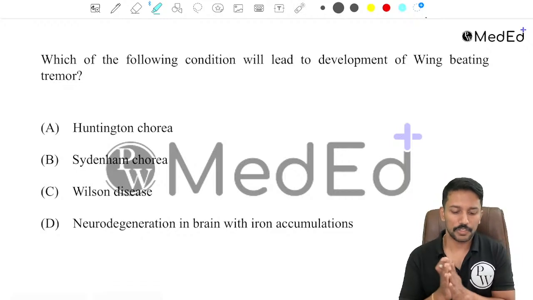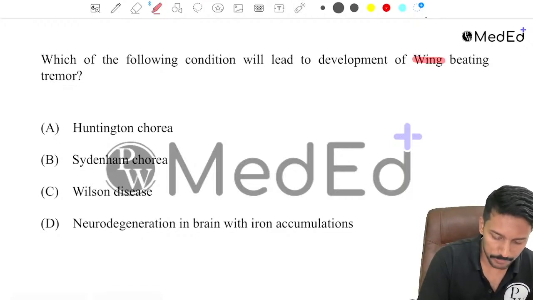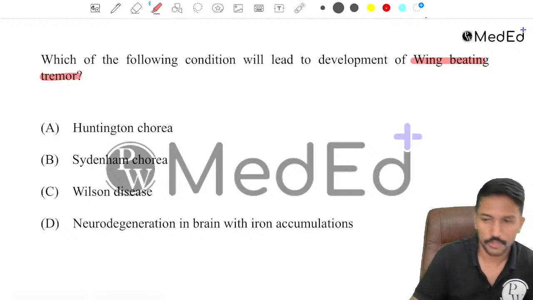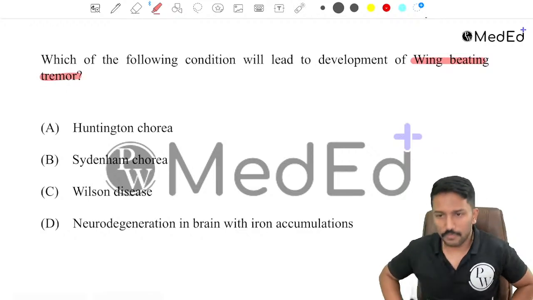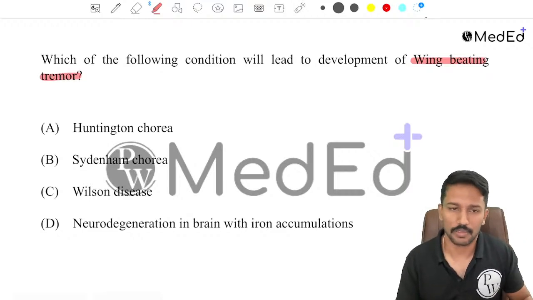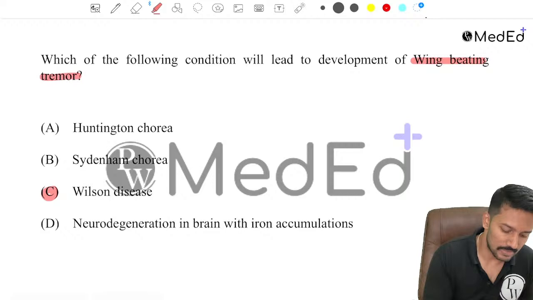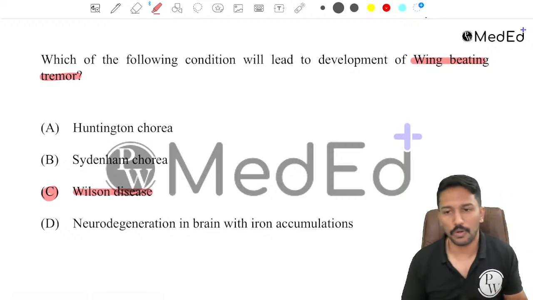Which of the following conditions will lead to development of wing beating tremor? Wing beating tremor. If you have seen our recorded video lectures or the offline classes, then you have already seen a patient with this tremor, right? So in which condition do we see that? Right. We see that in Wilson disease. That's a classical example for wing beating tremor.